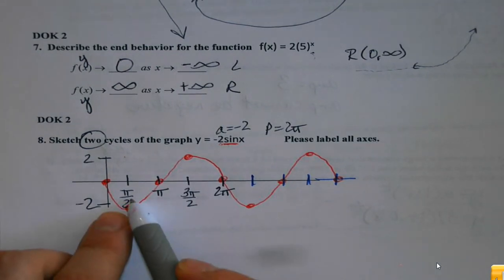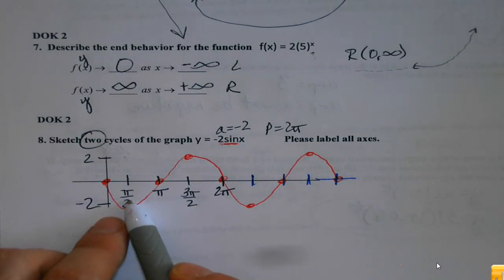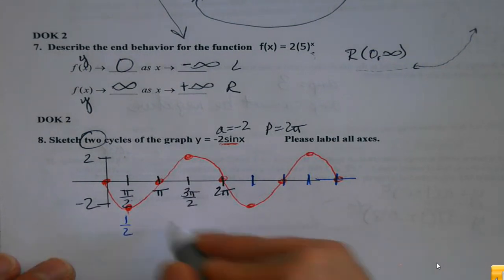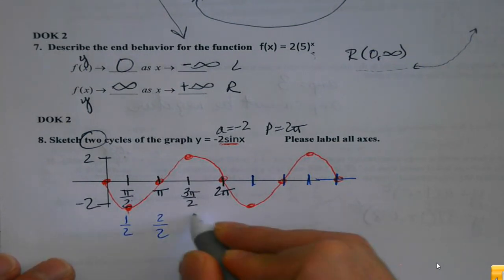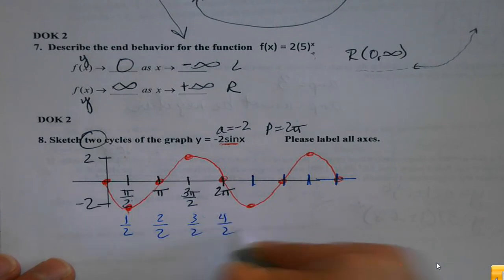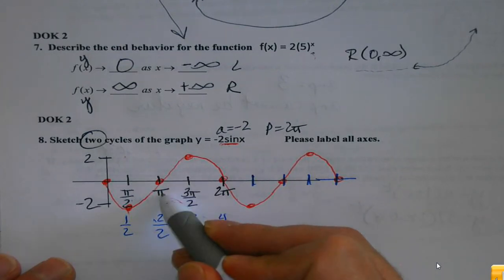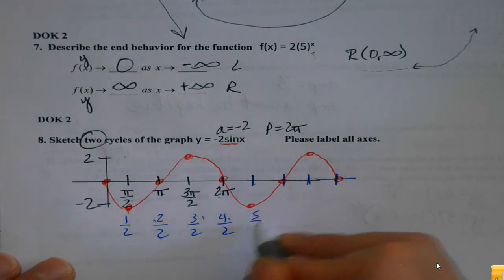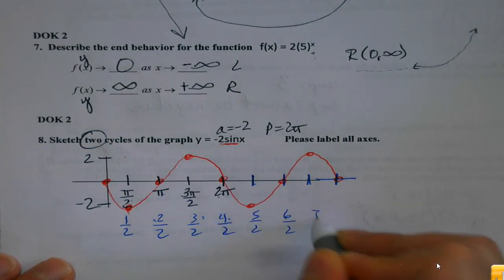A pattern develops, and we talked about this up in number 5. This is how much we're going to go up every time. So if I look at this like it's a fraction, like it's a half, it's just going to keep going up by a half all the way across. And you notice what happens. 2 over 2 is 1. 3 over 2 doesn't reduce. 4 over 2 is 2. And I'm just going to keep right on rolling with this.